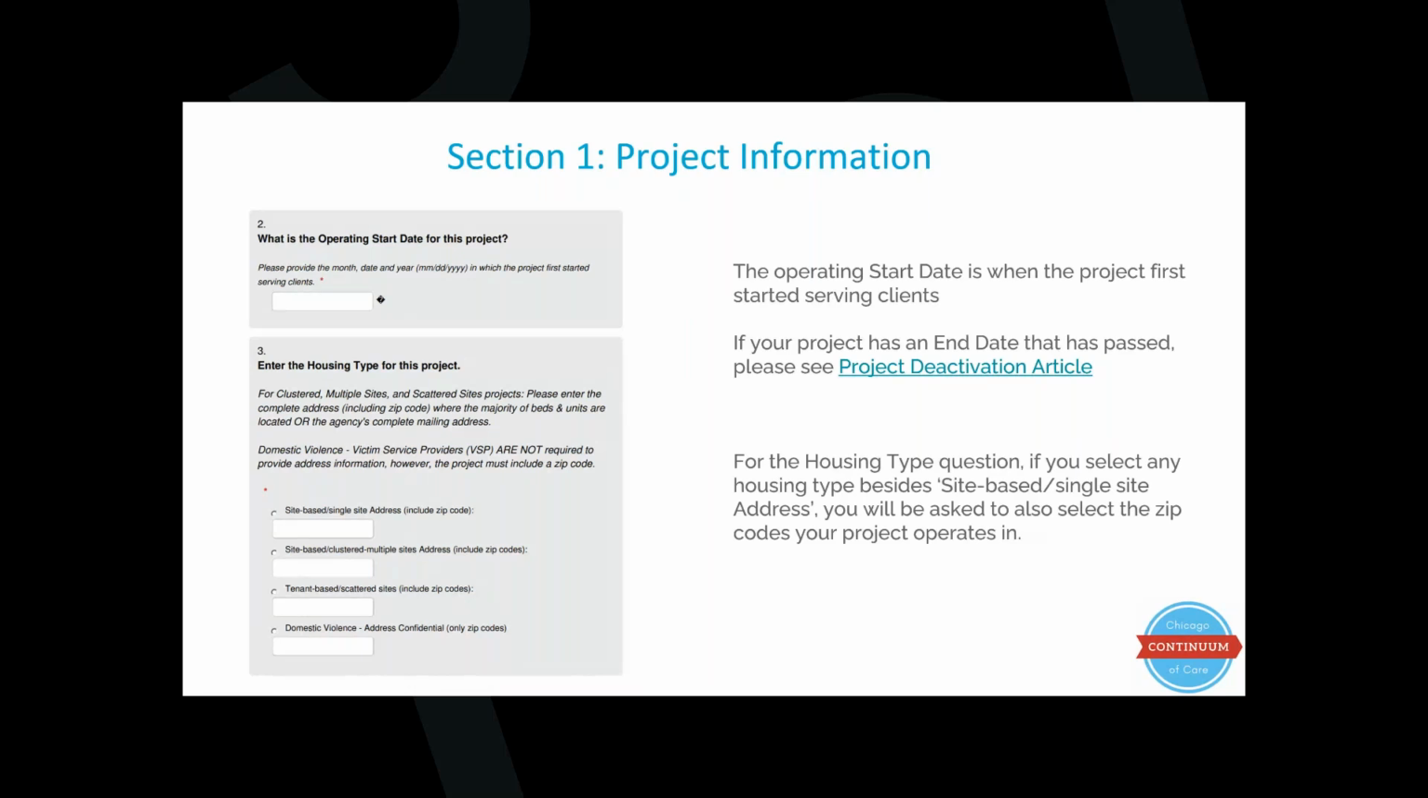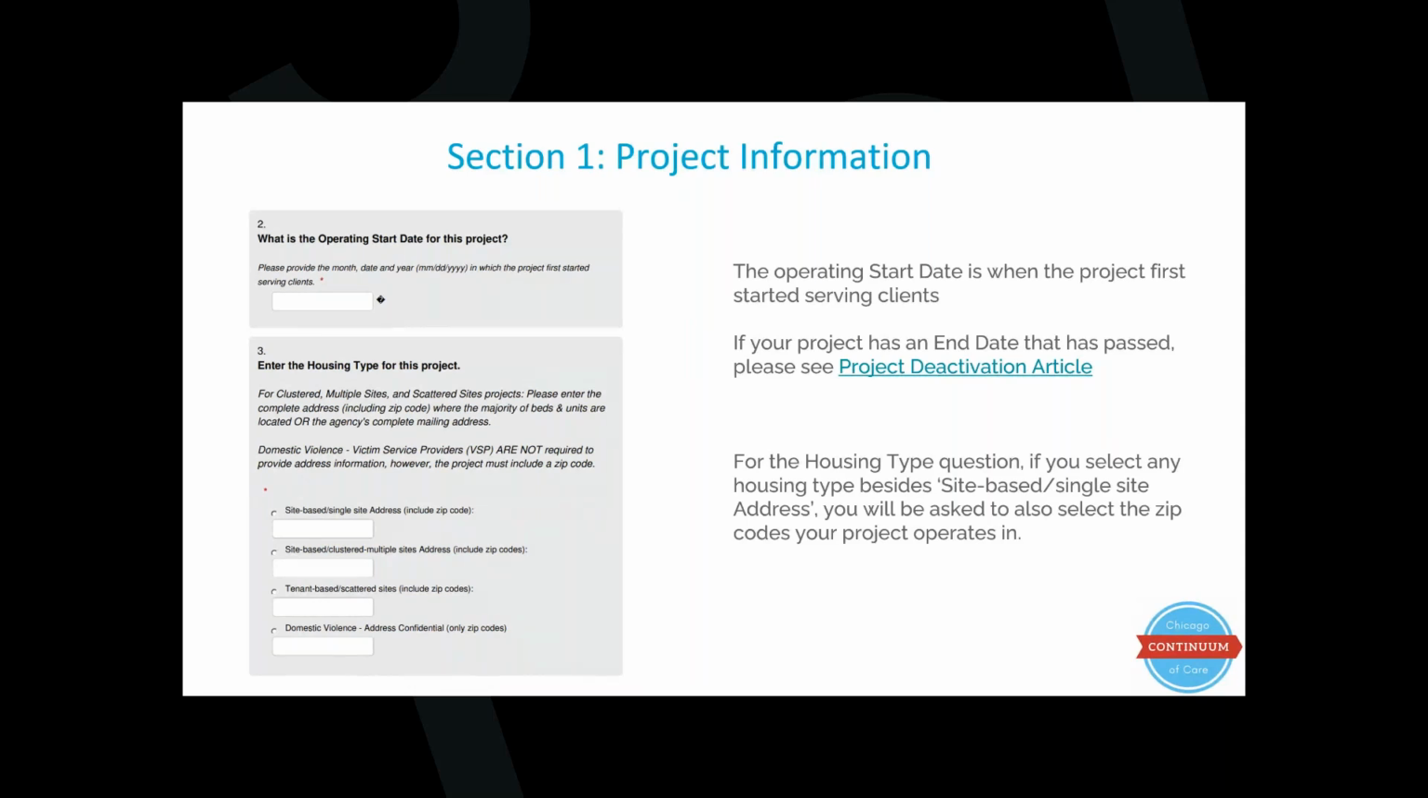So for an example, if you have an emergency shelter project and all of your clients are at one shelter and you're serving them at that one location, you'll select site-based single site, and then you'll just provide an address in the text box underneath it with the address of that location, whether it's the main address of your facility or the main address of your agency. For things such as clustered multiple sites, it would be, let's say, a transitional housing project that might have two locations where they're serving clients, but it's all under one project. In this case, you'll provide the address as well as the zip codes for those two locations.